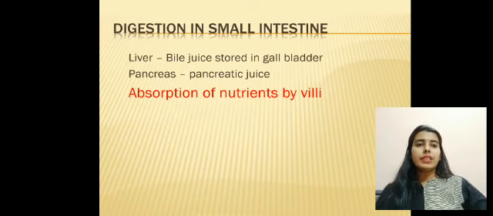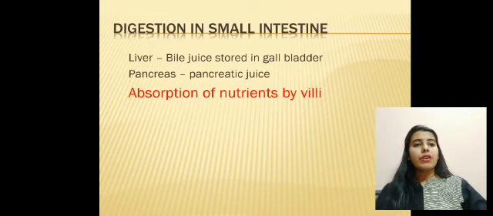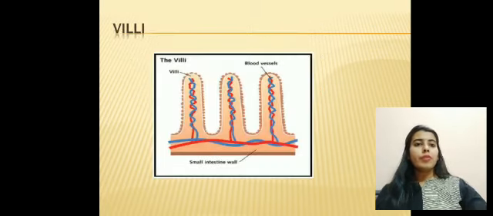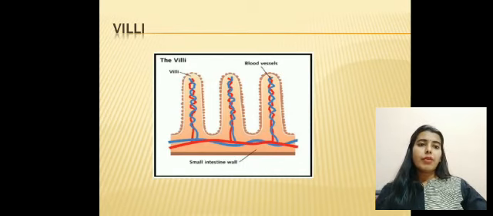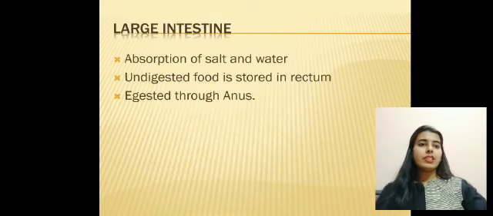Absorption of the nutrients occurs in the small intestine with the help of small finger-like projections which are called villi. Villi are the finger-like projections which will absorb the nutrients. How? Because these villi are richly supplied with blood vessels. So they absorb and start transporting the food throughout the body. Here you can see a diagram of villi in the small intestine. They have lots of blood vessels which help them in absorption of the digested food.